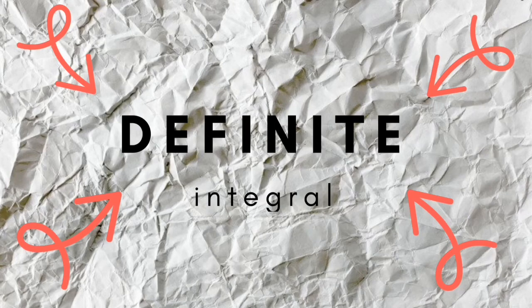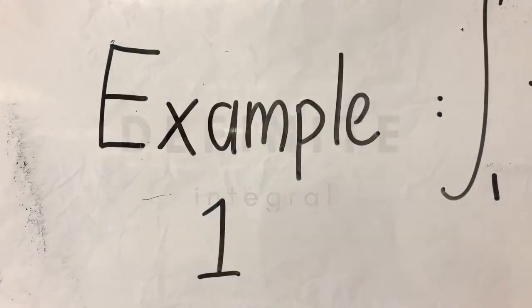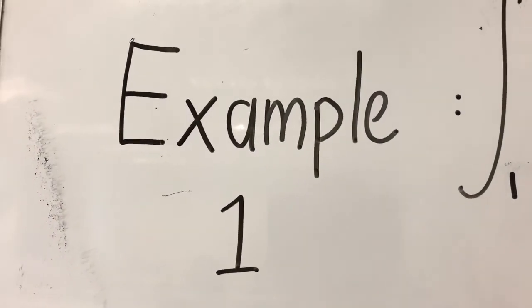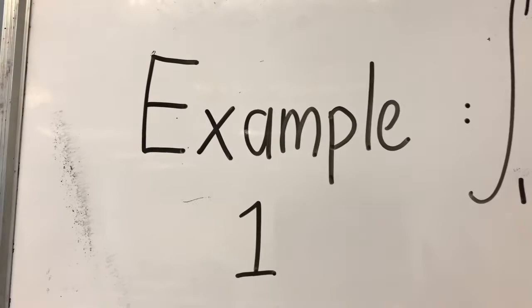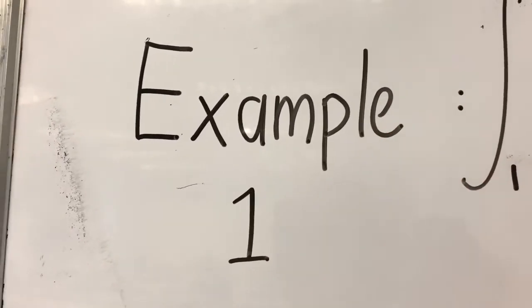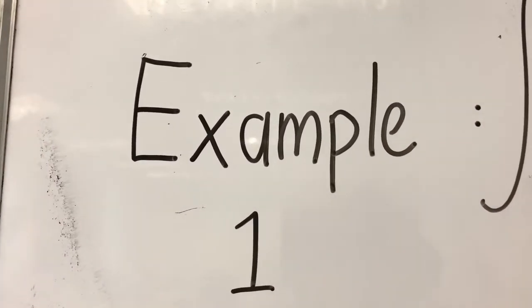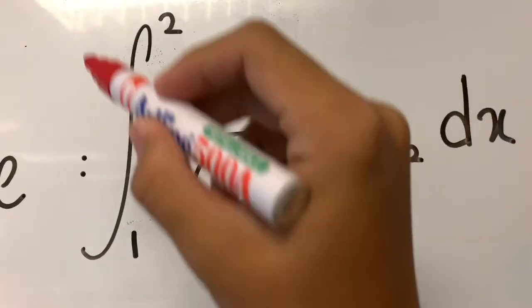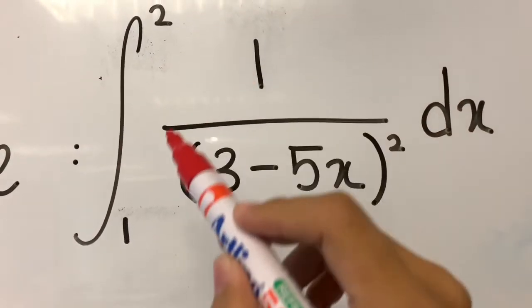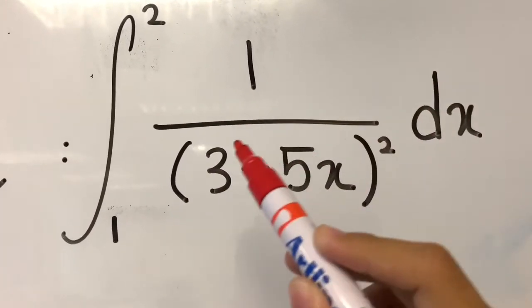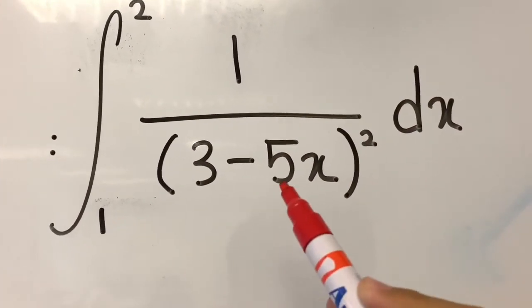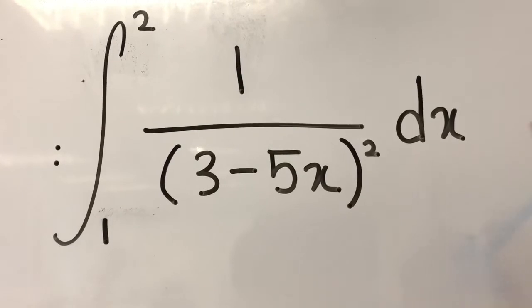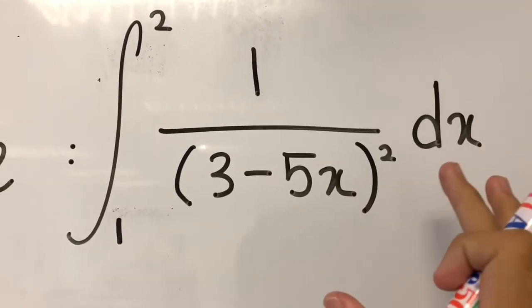Substitution methods also can be applied in definite integrals. So let's see some examples. Next, we will proceed to example 1 for the definite integral. So the question that has been given is, let's integrate with the upper limit 2 and the lower limit 1, 1 over 3 minus 5x squared dx.